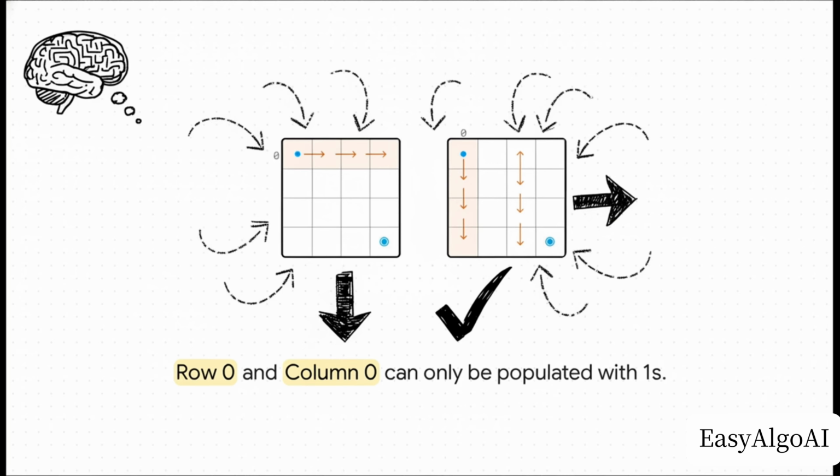That means once you physically leave row 0 by stepping down, you can never go back up. There's no way. And once you leave column 0 by stepping right, you can't go back left. Because of this restriction, there is literally only one valid, straight-line path to reach any individual cell located in the topmost row or the leftmost column.